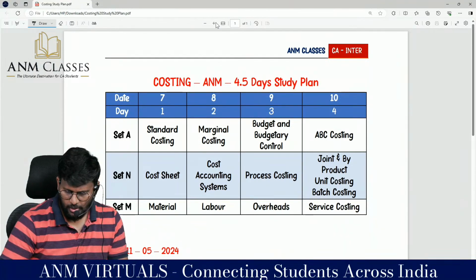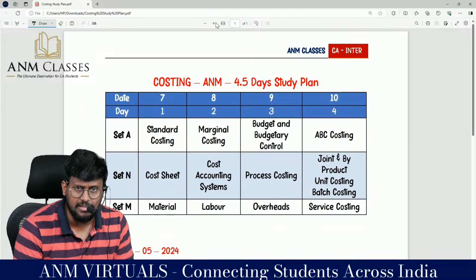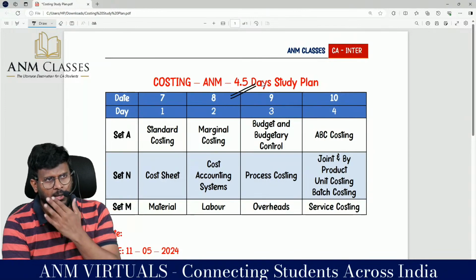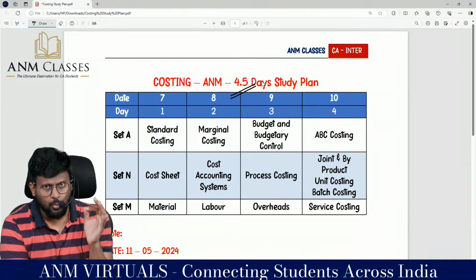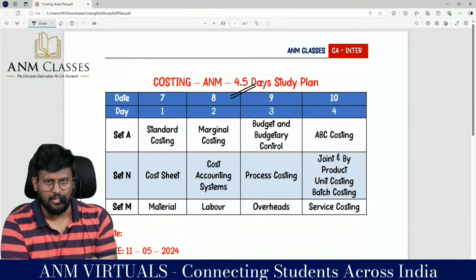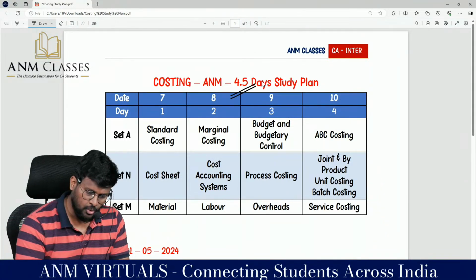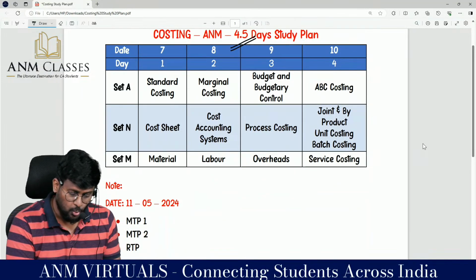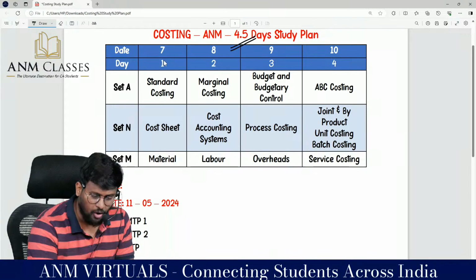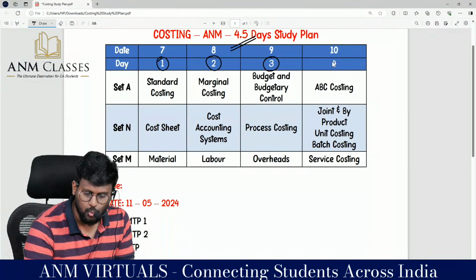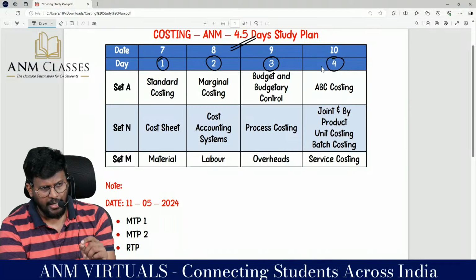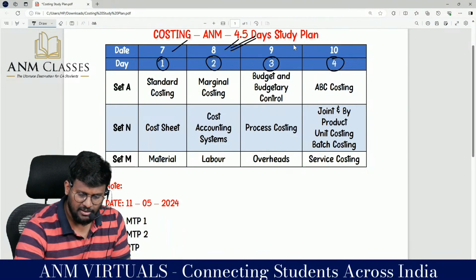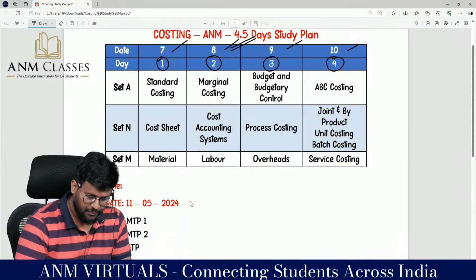So, my dear lovable students, this is a costing study plan, which is a 4.5 days study plan. Those who are writing Group 2 with costing this time, you can follow this timetable. What I am suggesting is to follow a 4 days costing timetable: 1, 2, 3, 4. Today you take it as day number 1, which is 7th, then 8th, then 9th, then 10th, then on 11th you are having the examination.